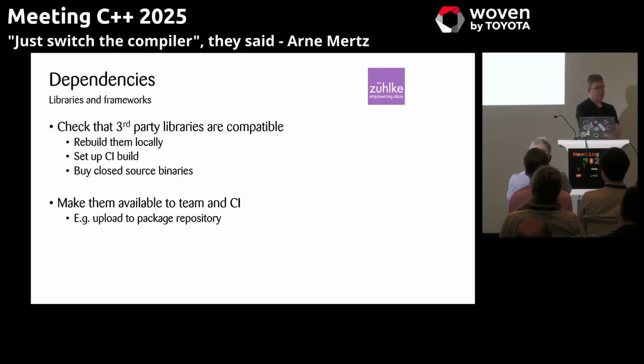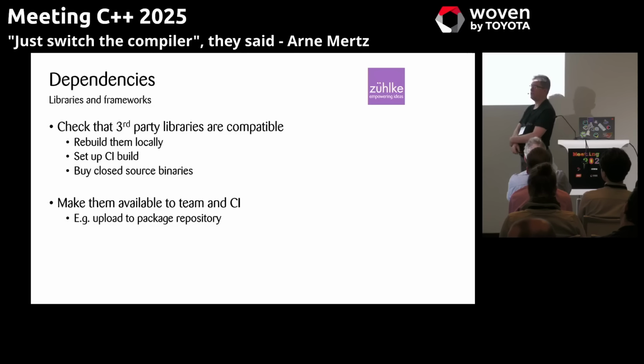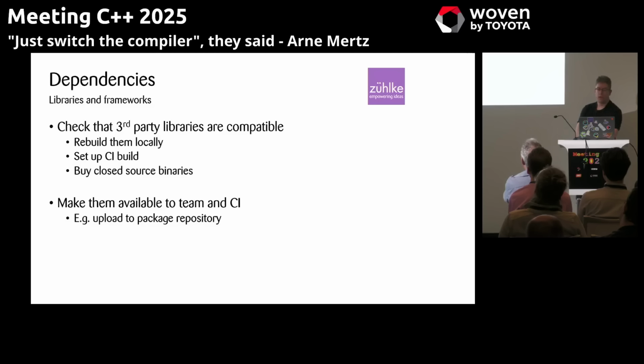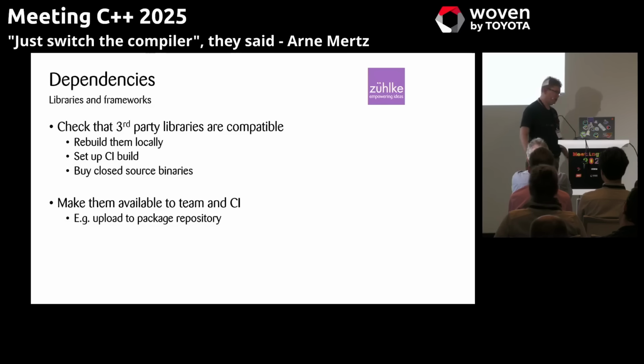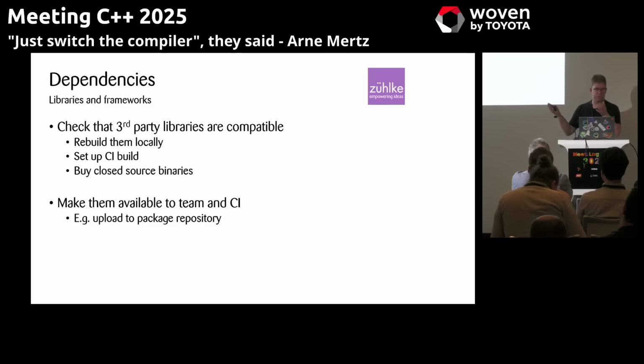So, third-party libraries. You will have to check that those are compatible actually with the new compiler, that they support your new compiler, because not every library supports every compiler. You may have to rebuild them locally. You may have to set up a CI build if you build them from scratch, from source code. Or you have to buy licenses for closed source binaries for that different architecture, for the different compiler. You have to make them available to your team, so either distribute them using a USB stick or something like that, or rather set up something like a Nexus, some repository where everybody can pull them from. So this is additional work.